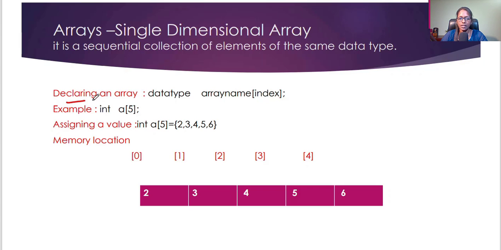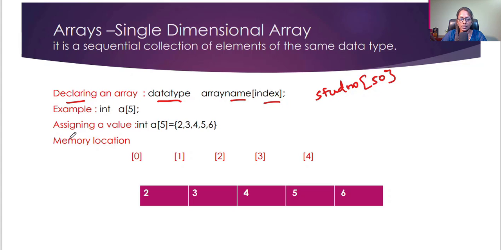So declaring an array, the syntax is data type, array name, index. For example, the data type is integer and the array name is a. The index is 5. The index indicates how many numbers you want to save in the same location. For example, if there are 50 students in a class, I can give student number 50, so that I can store 50 student numbers in one variable.